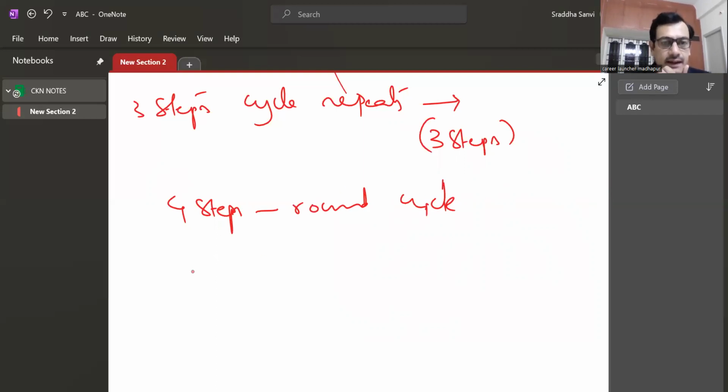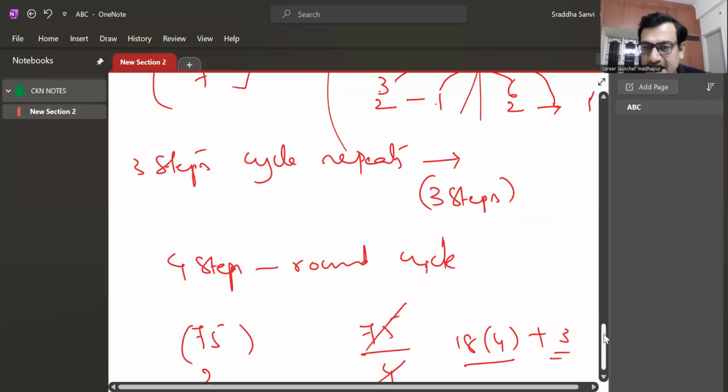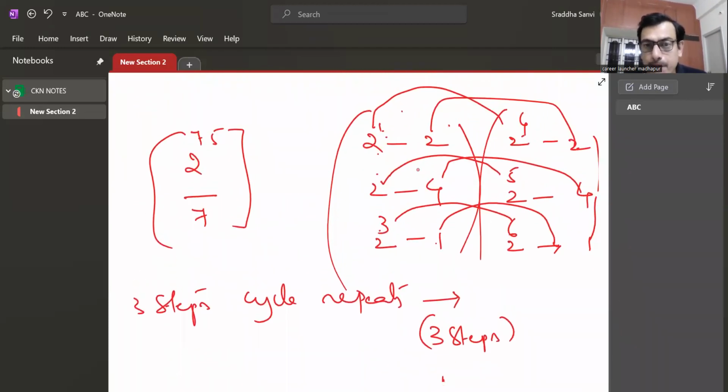Now I will say there is a number, 2 power 75. I will identify how many cycles are there. What is one cycle? One cycle is equal to 3 steps here. I'll divide 75 by 3. I completed 25 cycles, and I am at step number 3. So my answer for this question is going to be remainder 1.